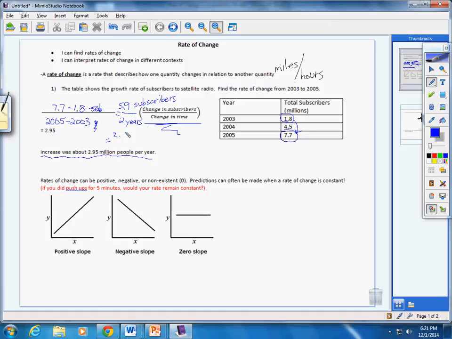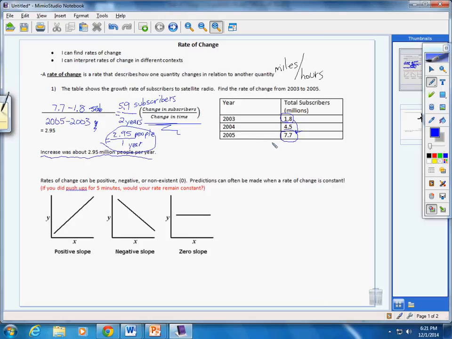I'll write that out for you guys. 2.95 million subscribers per 1 year, or people per year. That is the growth rate. Okay, that is the rate of change from 2003 to 2005. The number of subscribers grew about 2.95 million people per 1 year. So you just found a rate of change.